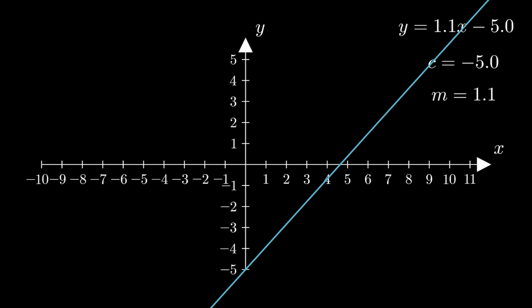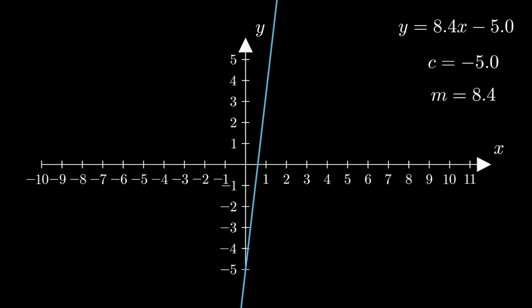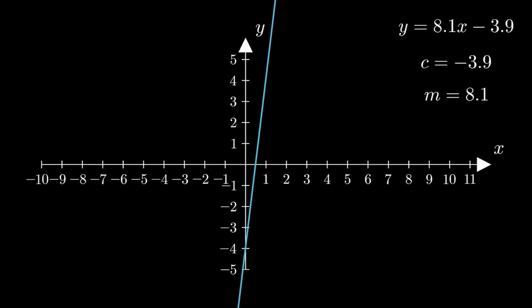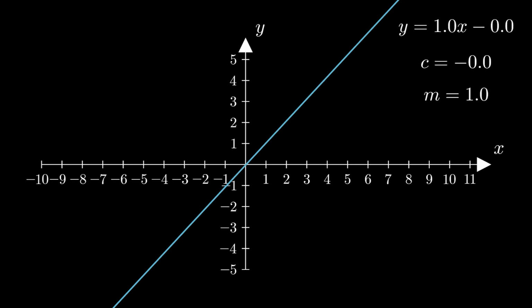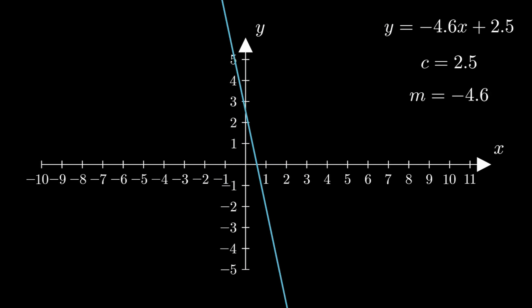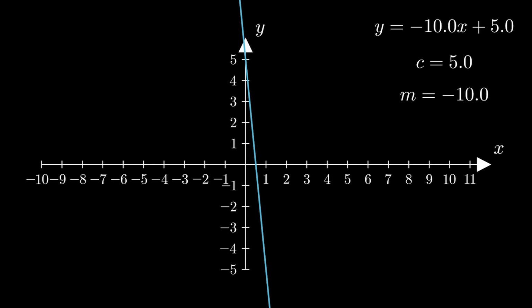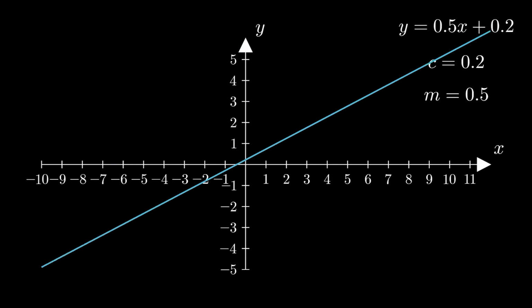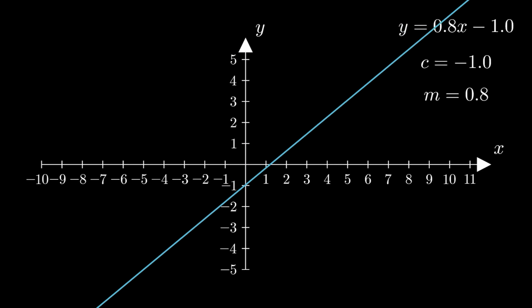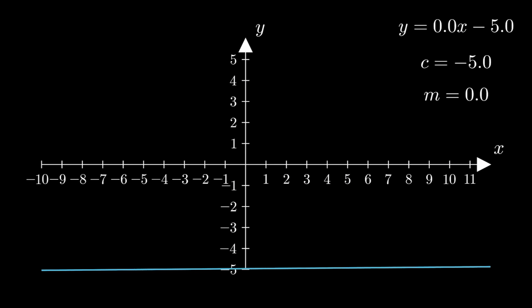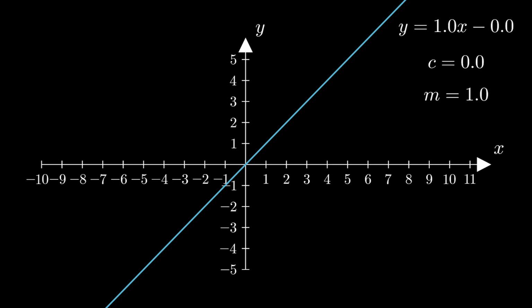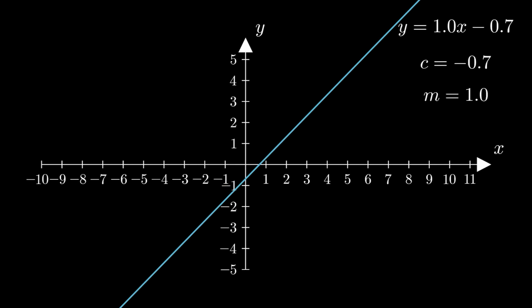What happens if we also adjust m to 10, or decrease it to -10? And what if m equals 0, while c equals -5? Each scenario provides a compelling visual demonstration.